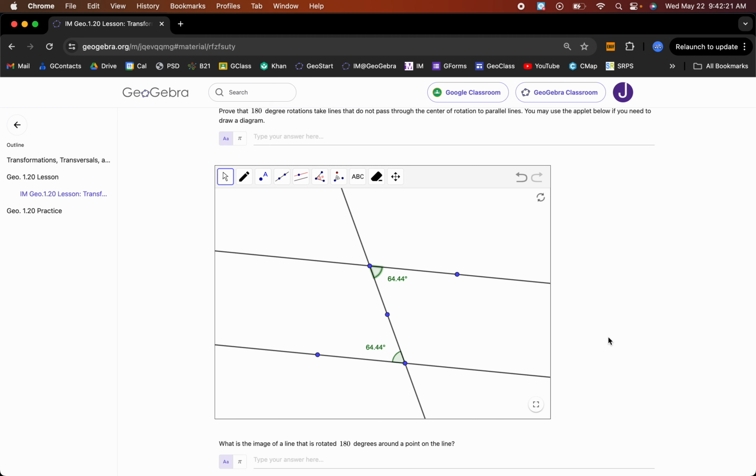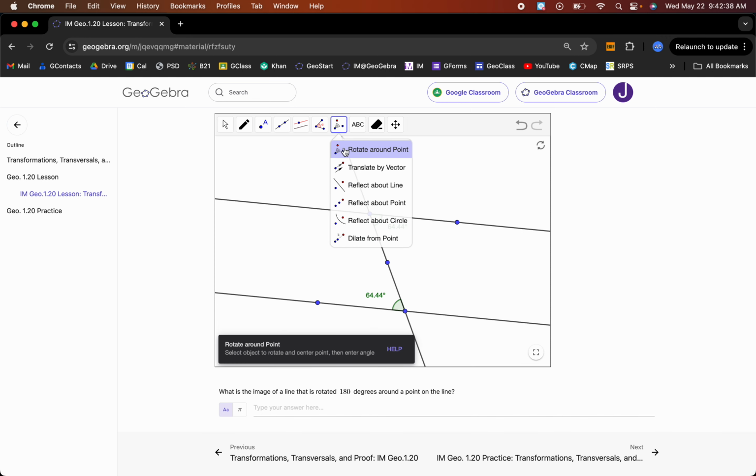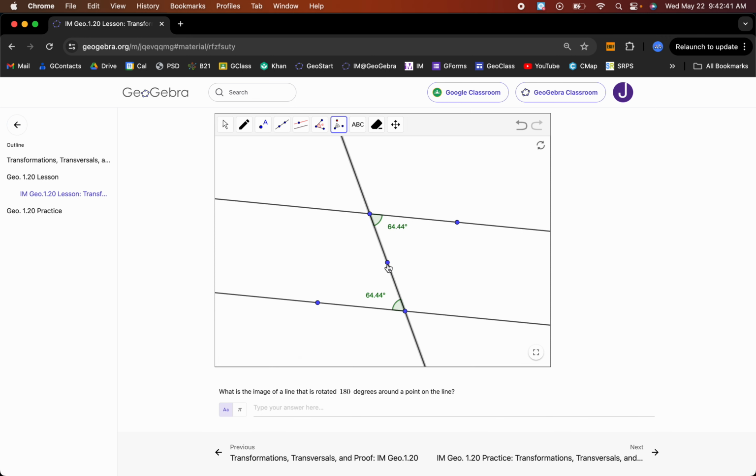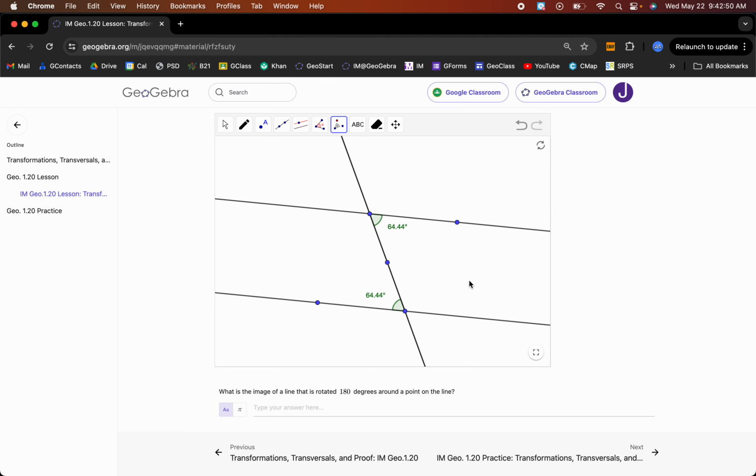Okay. What's the image of a line that is rotated 180 degrees around a point on the line? Well, if I was going to rotate this line here around this point, what's going to happen? Well, we can do it. Rotate this line around this point. And if I do it 180 degrees, where's it going to end up? Boom. Hey, what happened? It ended up exactly covering itself, because this point ended up right here, and this point ended up right there. It just spun around perfectly.